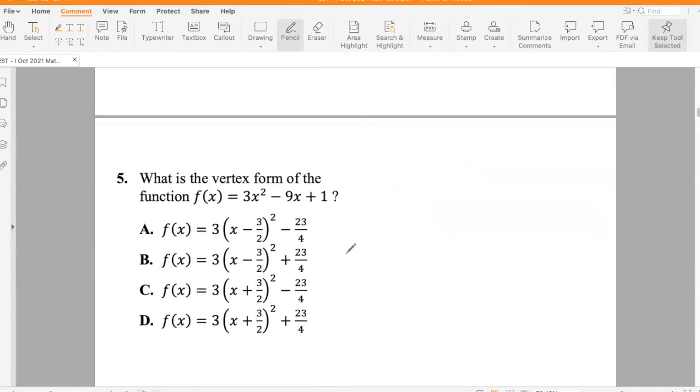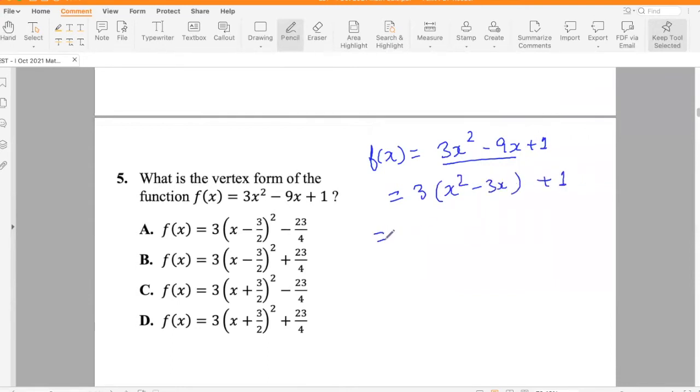What is the vertex form of this function? Okay, so f(x) is equal to 3x squared minus 9x plus 1. So from these two terms, I'll take 3 common, the coefficient of x squared. So I get x squared minus 3x, and plus 1 would be outside. Now, this 3x I'll write as 2x times 3/2. And I'll add the square of 3/2, which is 9/4, right? And effectively, I have added 27/4, 9/4 into 3. So I'll subtract 27/4 and add 1 here.